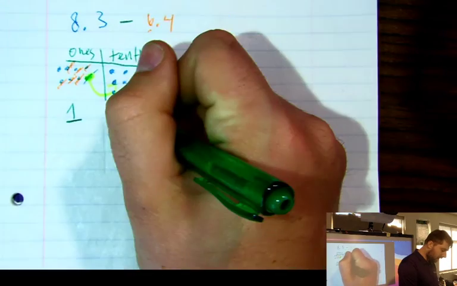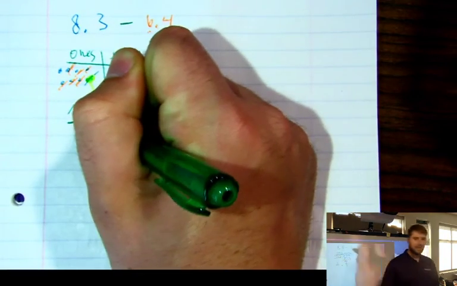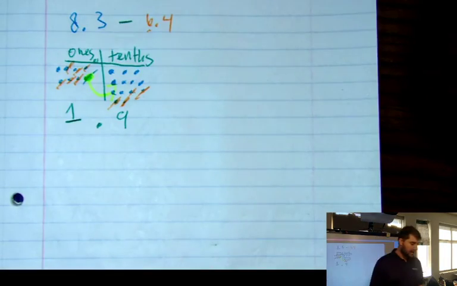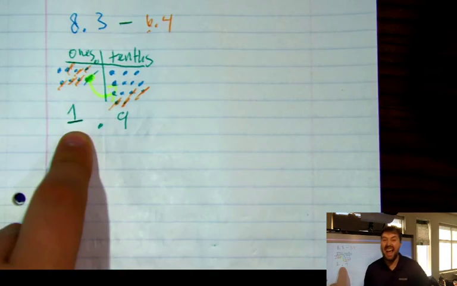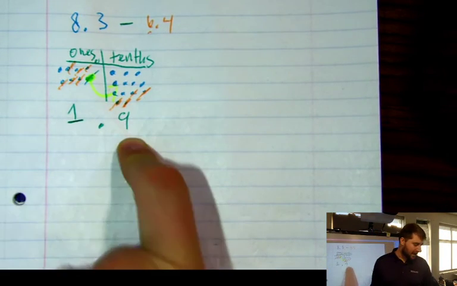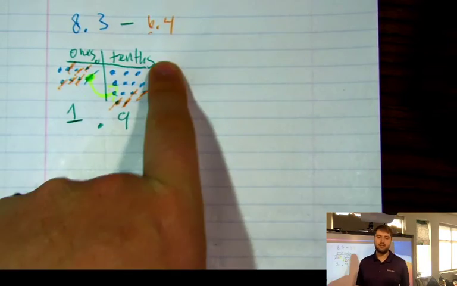And our decimal place always goes between the ones place and the tenths place. So our answer is 1.9, 1 and 9 tenths. Again, because our 9 is in the tenths column, we say 9 tenths.